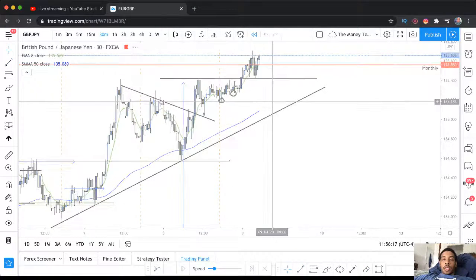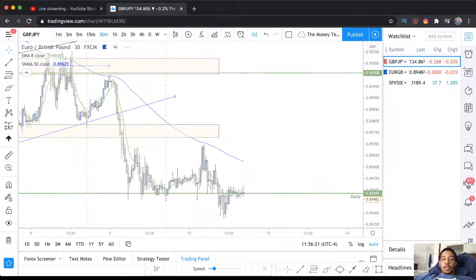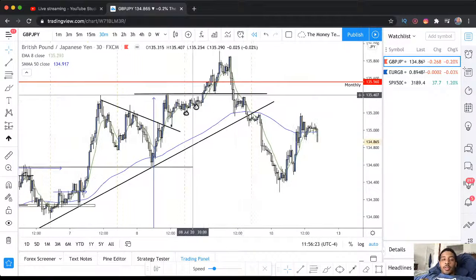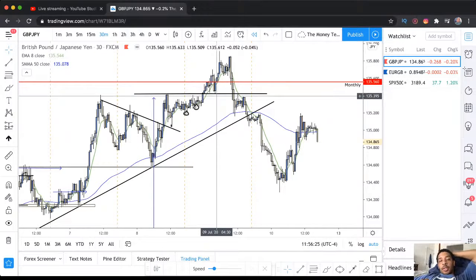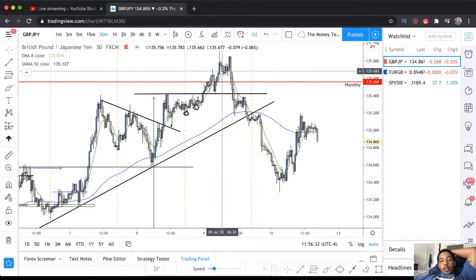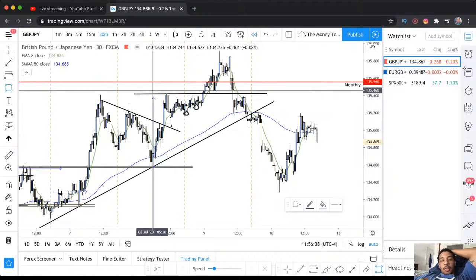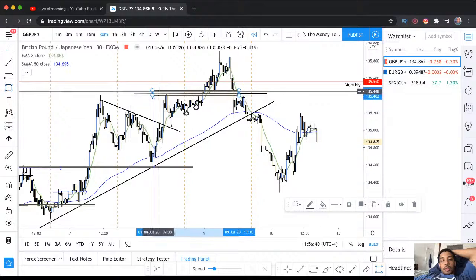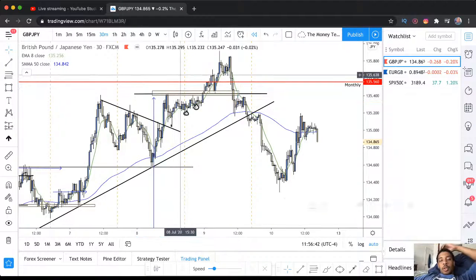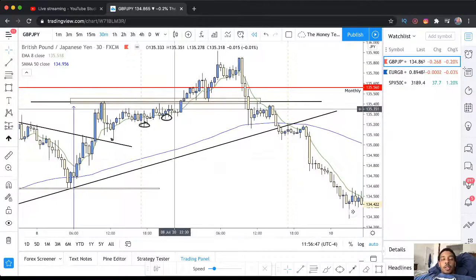Price found support. Like I said, price found support here. As you can see, price found support here. Found support, found support. This is another example of break and retest. I don't draw them a lot. I need to draw them more every time I see them. But that's a break and retest, right?